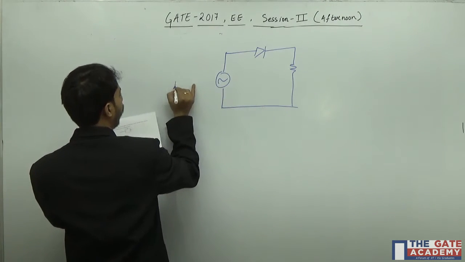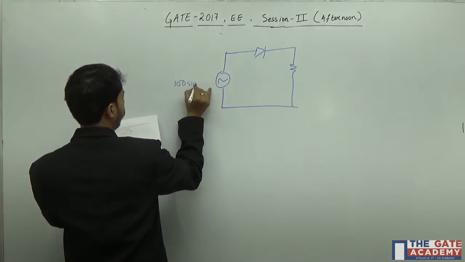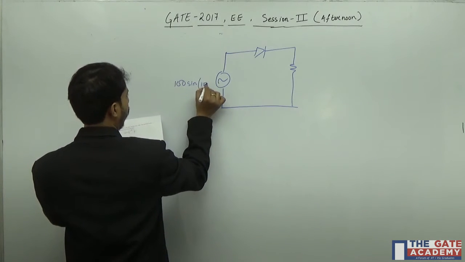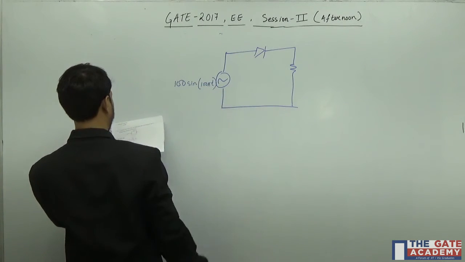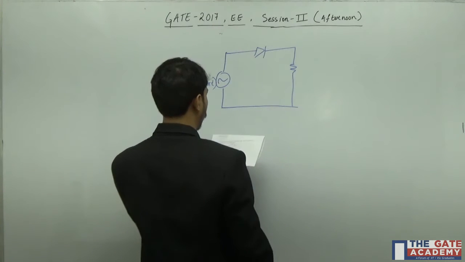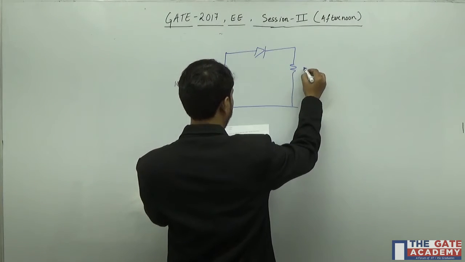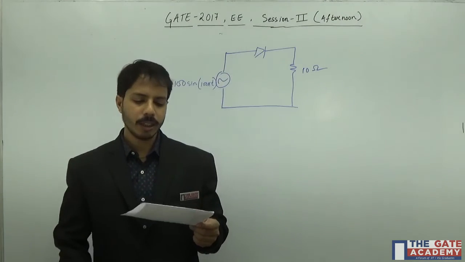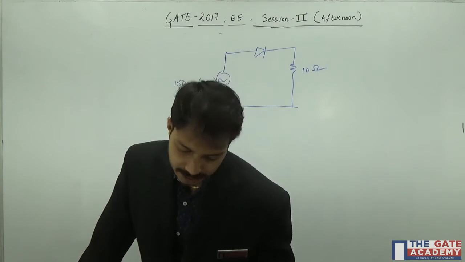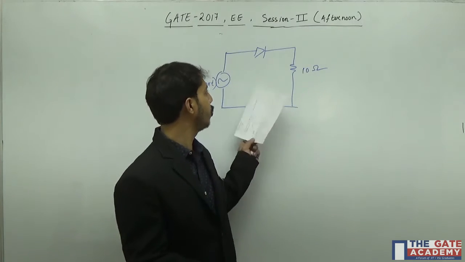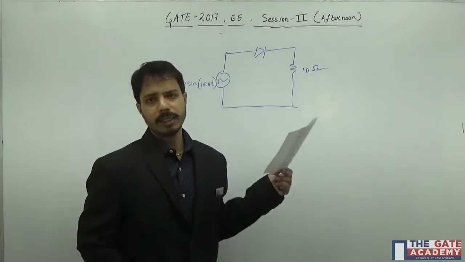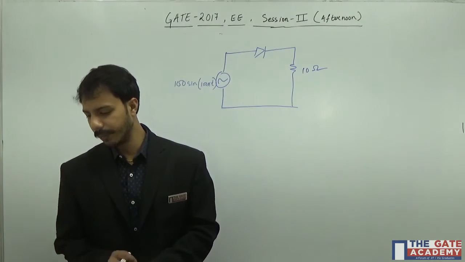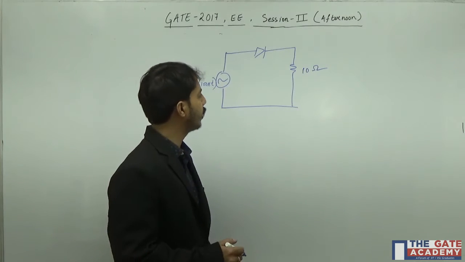This value is 100 sine 100 pi t. Okay, this is my input. This is an ideal diode here. This load is 10 ohm. Okay, so the question is the input power factor is. So they are asking what is the input power factor of this particular converter, of this particular circuit. So you see, this is the performance that they are asking.